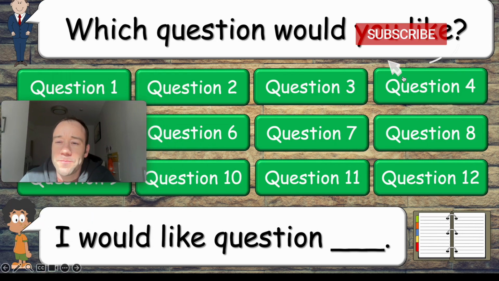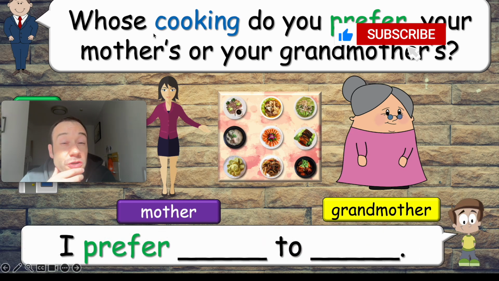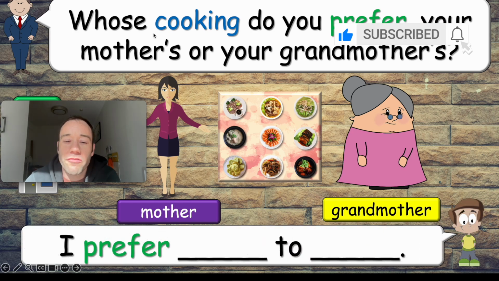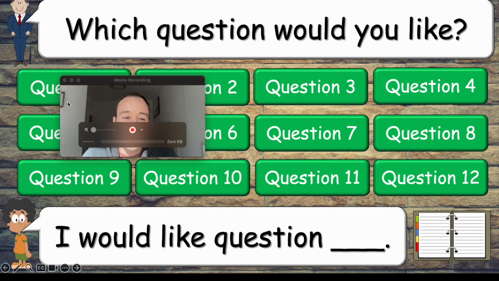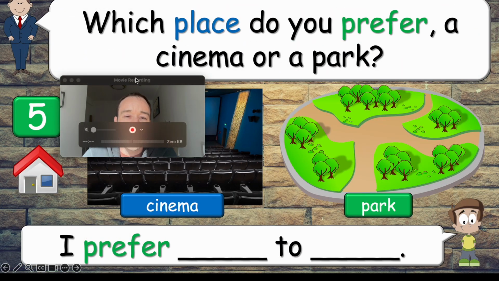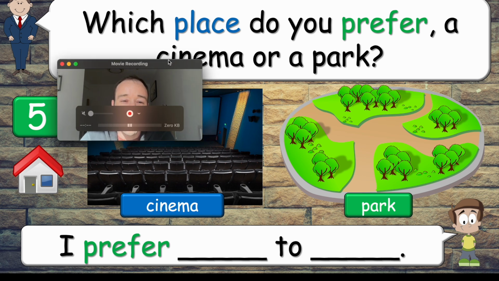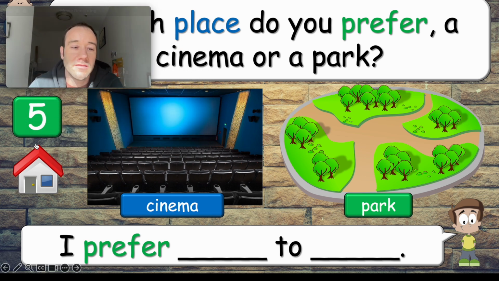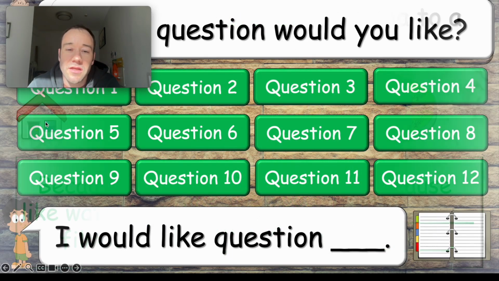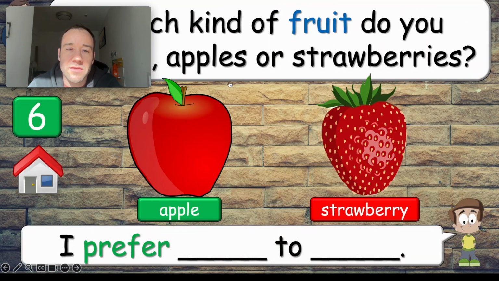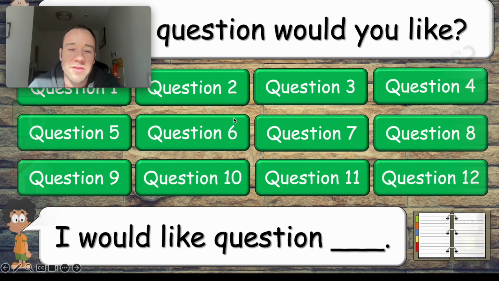Question 4. Whose cooking do you prefer? Your mother's or your grandmother's? Okay, that's an interesting one. Question 5. Which place do you prefer? A cinema or a park? Okay, let's just see what kind of answers they have. For cinema, it's because I like watching films, or because I like the food at the cinema. That's true. Okay, 6. Which kind of fruit do you prefer? Apples or strawberries? Contentious topics here.